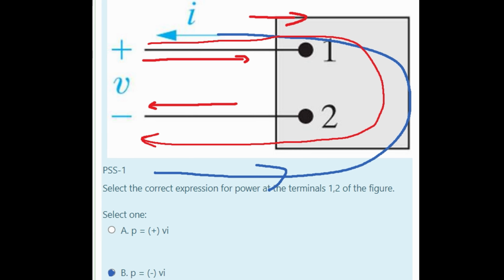It will be a negative V times I. If I was going in the opposite direction, or if I was going in the direction of voltage, we would have a plus. So for this problem, we have a negative, and that is the answer.